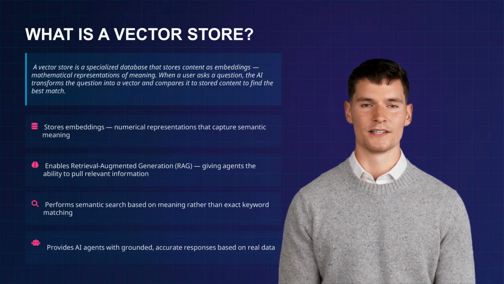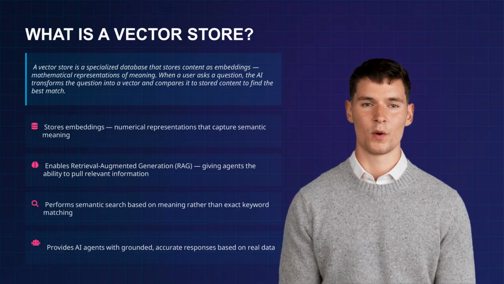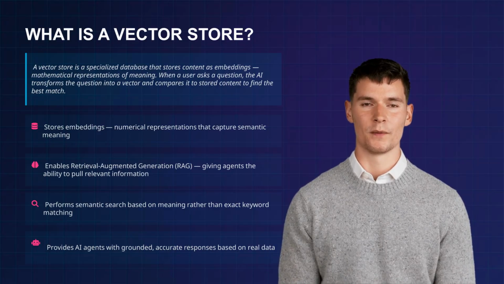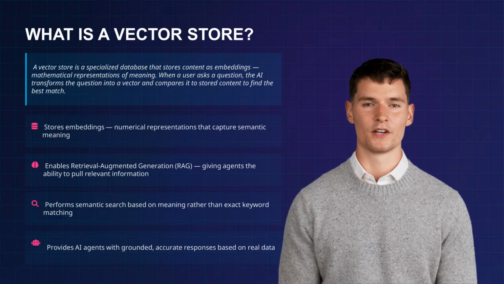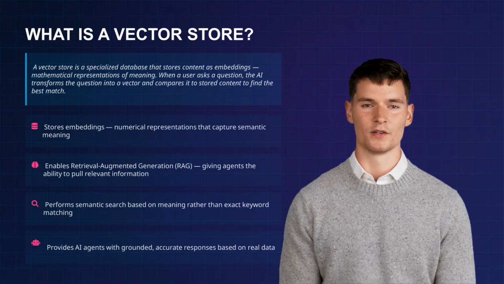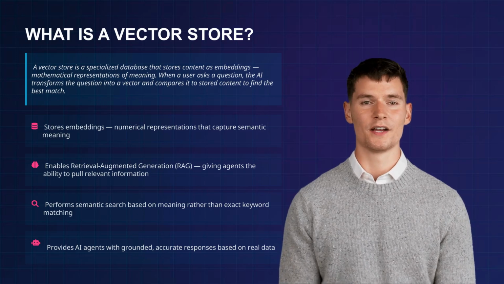A vector store is a specialized database that stores information as embeddings, numerical representations of meaning. When you add content to a vector store, it's transformed into mathematical vectors and placed in a multi-dimensional space. Pieces of content that have similar meanings are located close to each other in this space. When a user asks a question, the AI converts that question into a vector and searches for the closest matches. The result is a list of semantically relevant content, even if the words used are completely different from the query.